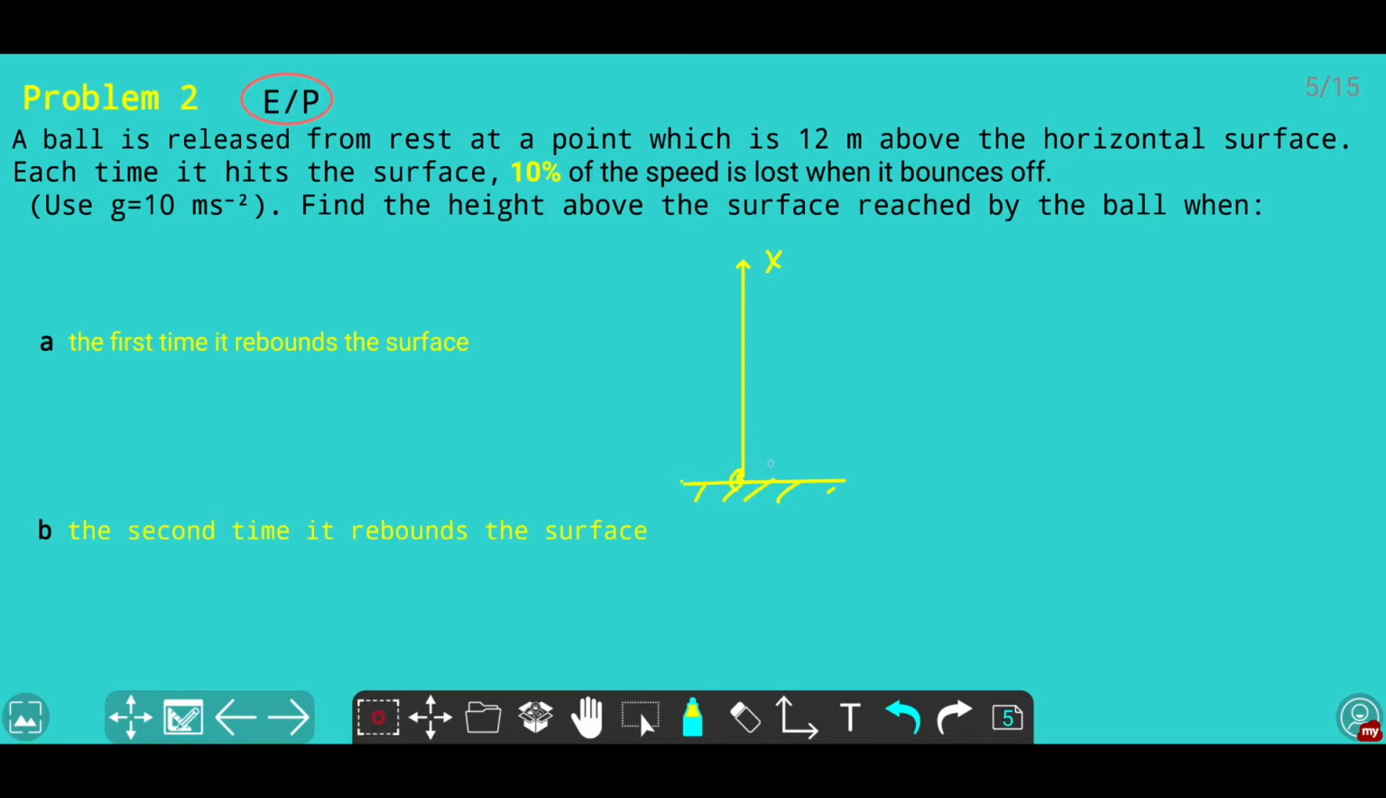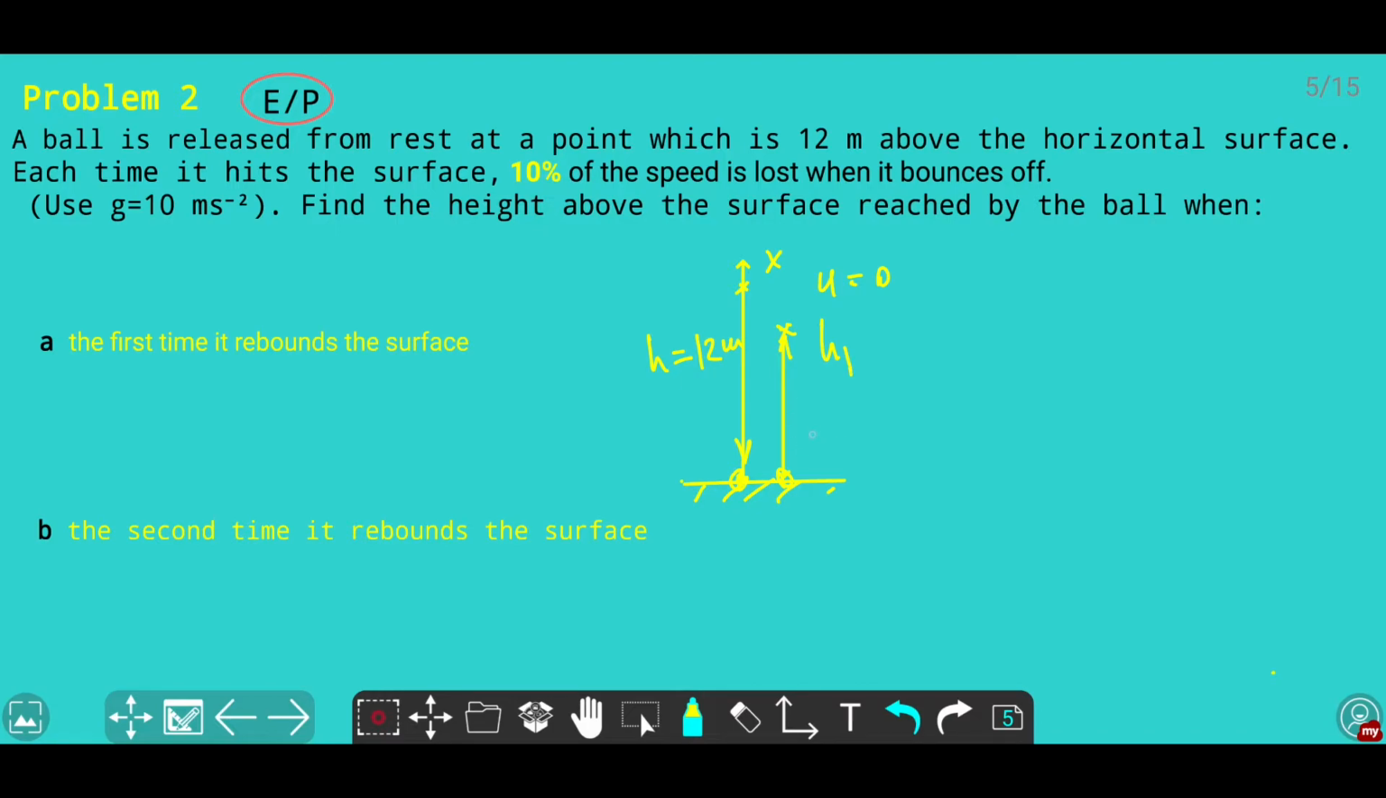All right, so it starts releasing, and it's released from rest, meaning initial velocity 0, at a height of 12 meters. Okay, and it goes down before it collides with the surface. It hits the surface, then the speed is lost. So you need to find the height above the surface reached by the ball when it first rebounds off the surface. So after it rebounds, it will lift up, but not to the same height. Let h1 be the height that this ball reached after rebounding.